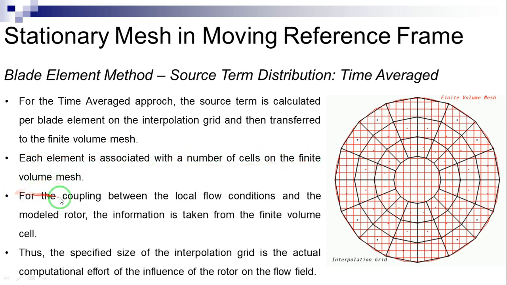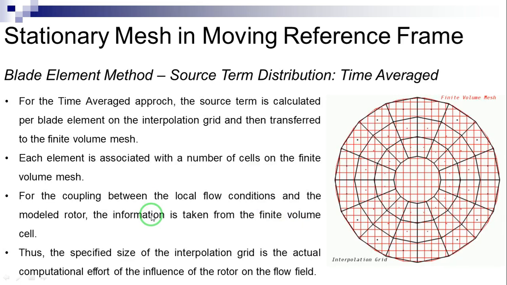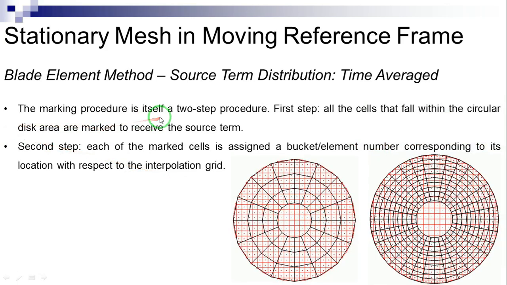For the coupling between the local flow conditions and the modeled rotor, the information is taken from the finite volume cell, which is the closest to the center of a blade element on the interpolation grid. Thus, the specified size of the interpolation grid is the actual computational effort of the influence of the rotor on the flow field. This sketch explains the flow field coupling between the finite volume mesh (red) and the virtual disk interpolation grid (black). The marking procedure is itself a two-step procedure.